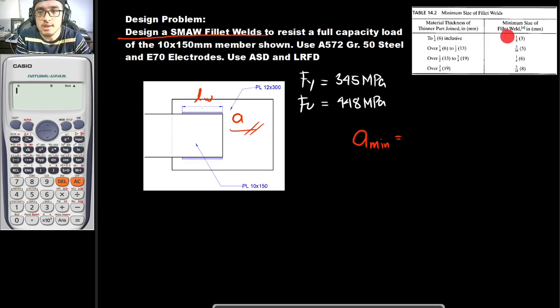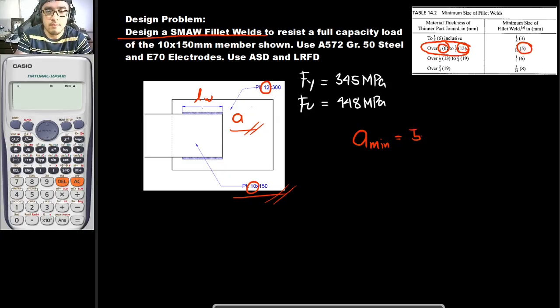So this thickness right here, once again, is dependent upon the thickness of the thinner plate. As you can see here, this big plate is 12 mm, and this plate right here has a thickness of 10 mm. From those two, we can conclude that this plate is thinner with a thickness of 10 mm. So from that thickness of 10 mm, we would now categorize it here, and according to this table, 10 mm falls under this category. So 10 mm is greater than 6 mm, but it is less than 13 mm. So from that, the minimum size of our fillet weld is equal to 5 mm.